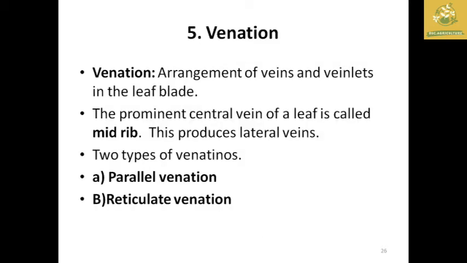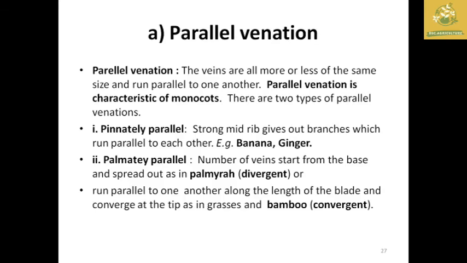The fifth one is venation. Venation is nothing but the arrangement of veins as well as veinlets present in the leaf blade. I have already explained that the prominent central vein is known as the midrib. Based on the venation pattern, leaves are classified as parallel and reticulate venation. First, parallel venation, which is found in monocots. The one-to-one parallel veins come under the parallel venation types. They are also classified as pinnate and palmate.